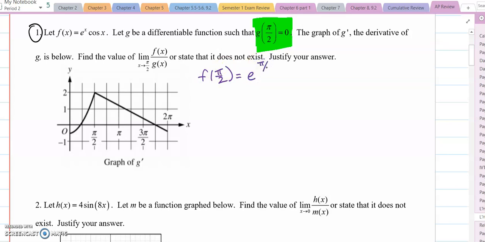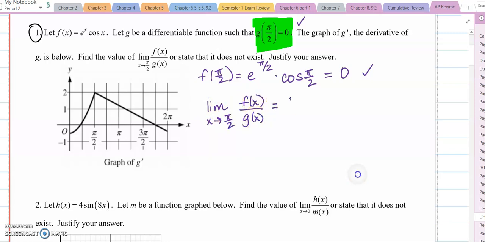So we have e to the pi over 2 times the cosine of pi over 2, and the cosine of pi over 2 is 0. So this product goes to 0. So we have two different conditions that we're checking. We have our numerator going to 0 and our denominator going to 0. The next step is to say, and to really be thorough when you're applying L'Hopital's rule, that the limit that they're asking us to find is equal to the limit of the derivatives.